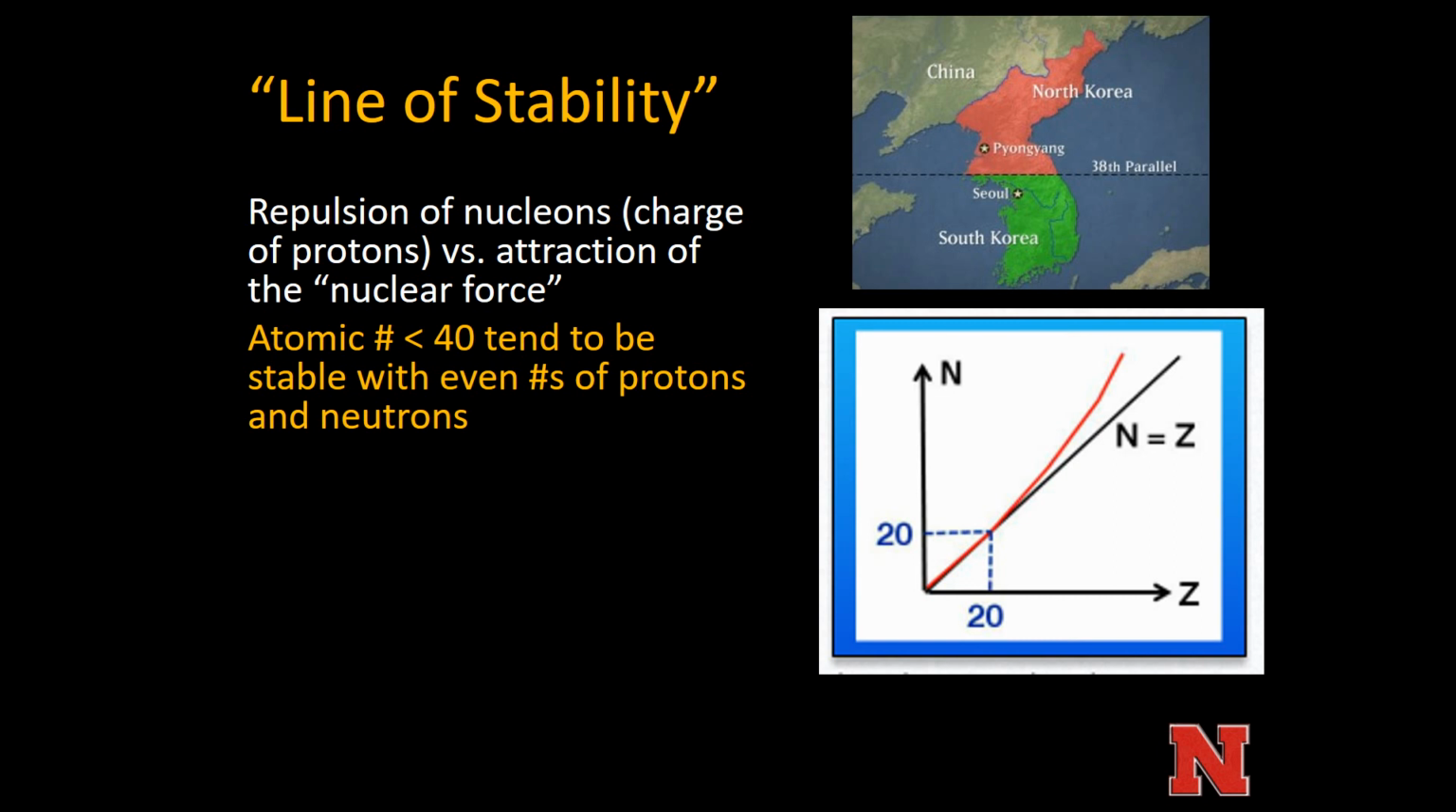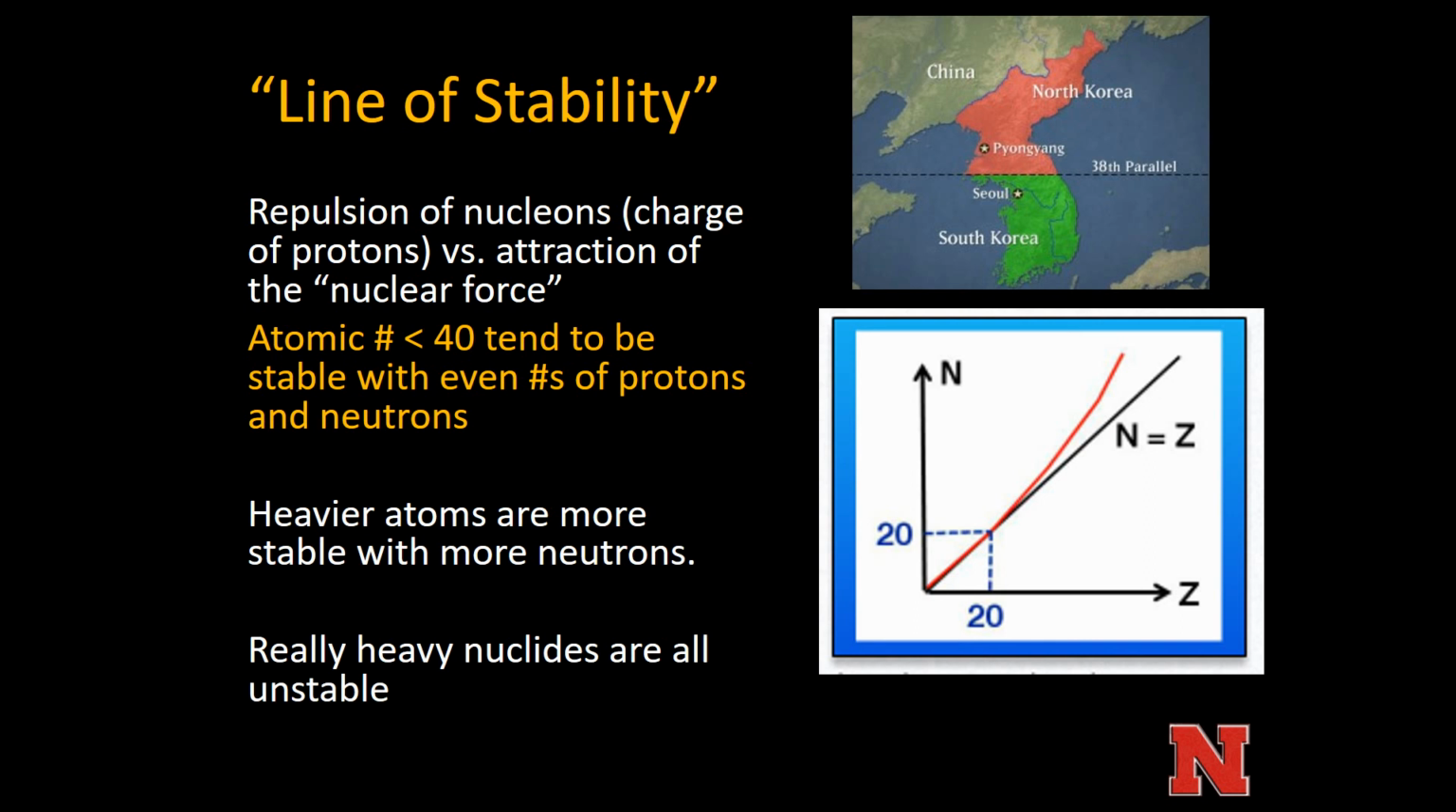If you graph out elements according to how heavy they are, you'll find that atomic numbers less than 40 tend to be very stable when they have an even number of protons and neutrons. So if you look at this graph and you go up to 20, an element at 20 is going to be very stable when it has the same number of protons and neutrons.